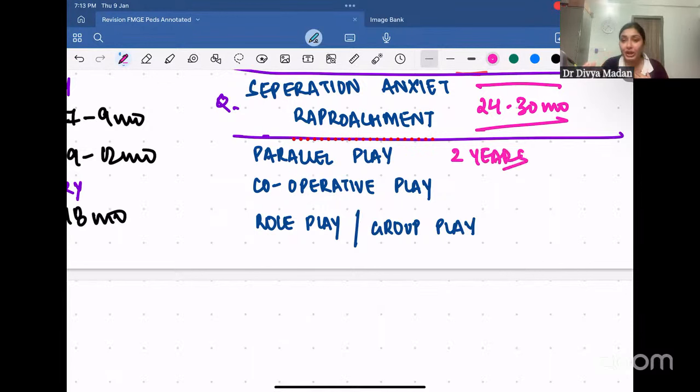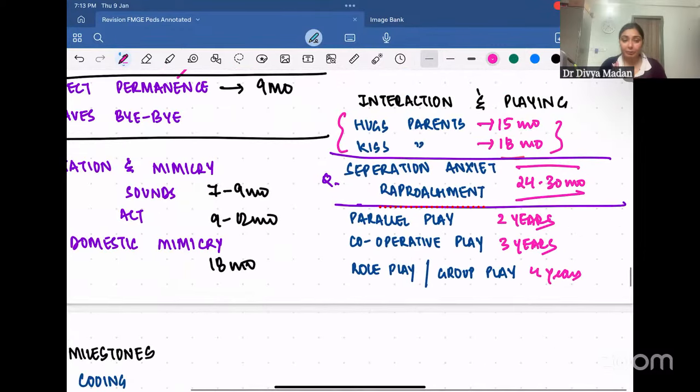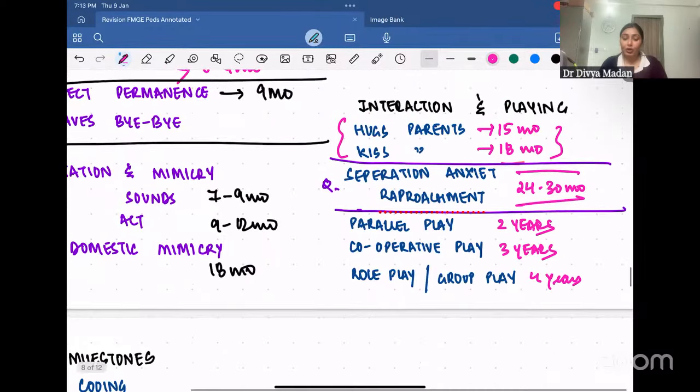Then they will exchange toys and play together. This is known as cooperative play, comes at 3 years of age. And finally, they'll make a whole group and do group play or role play. This comes at 4 years of age. Right? So this is all about interaction and playing, developmental milestones. We are done with the social milestones.